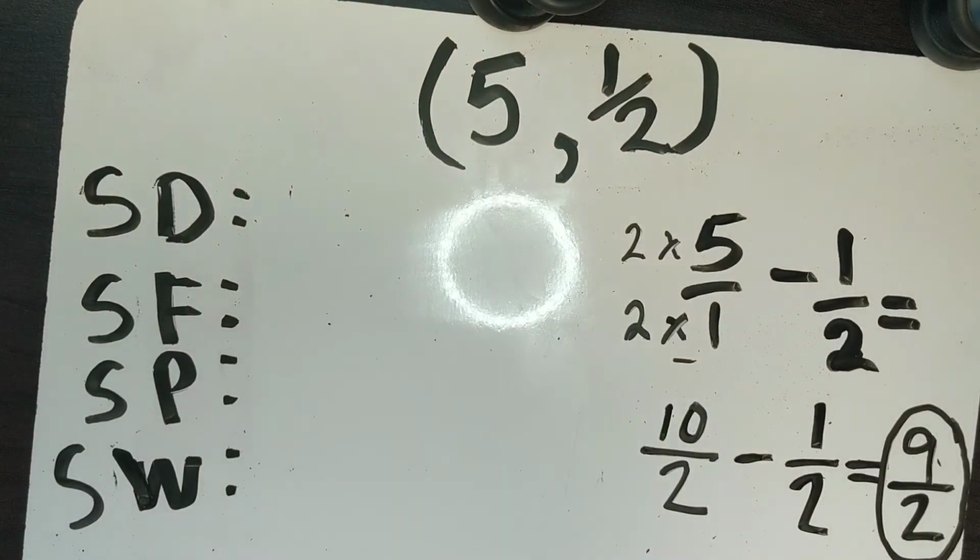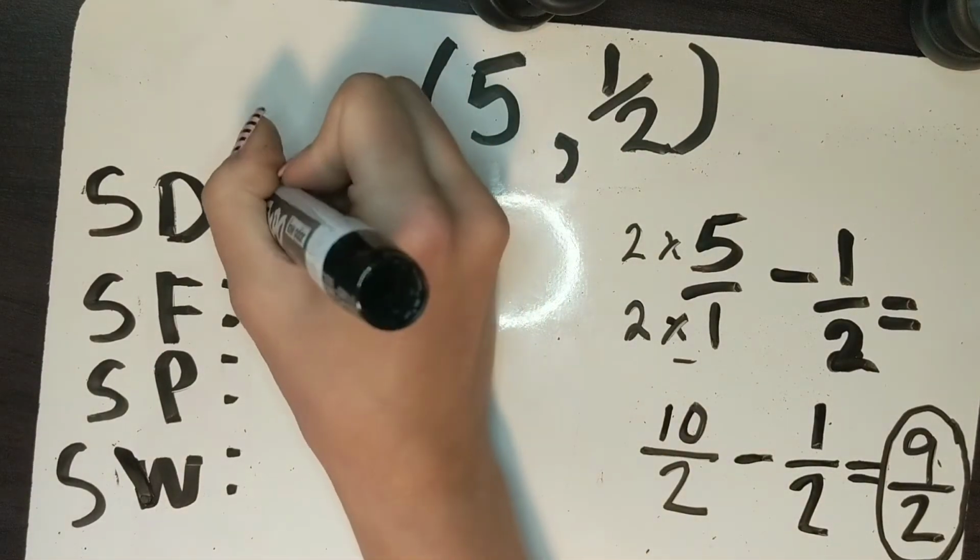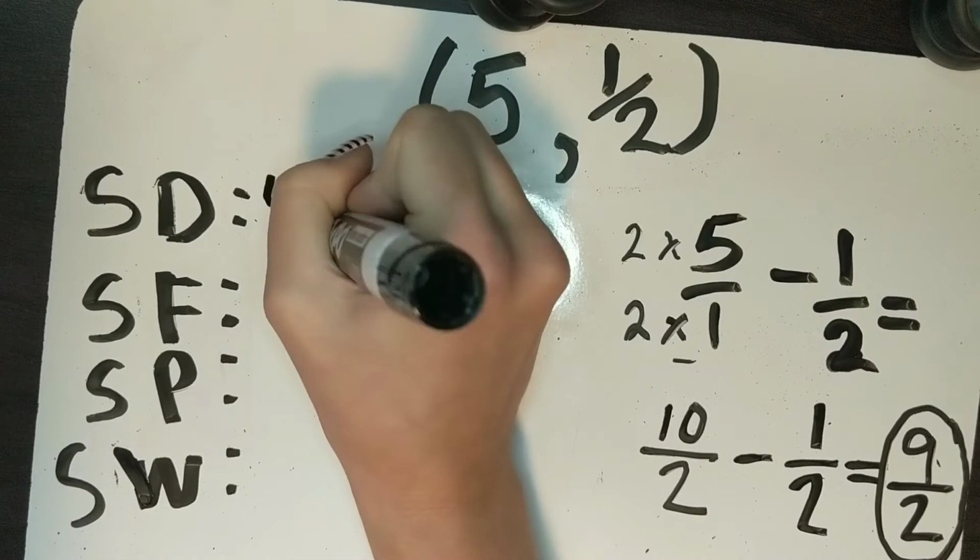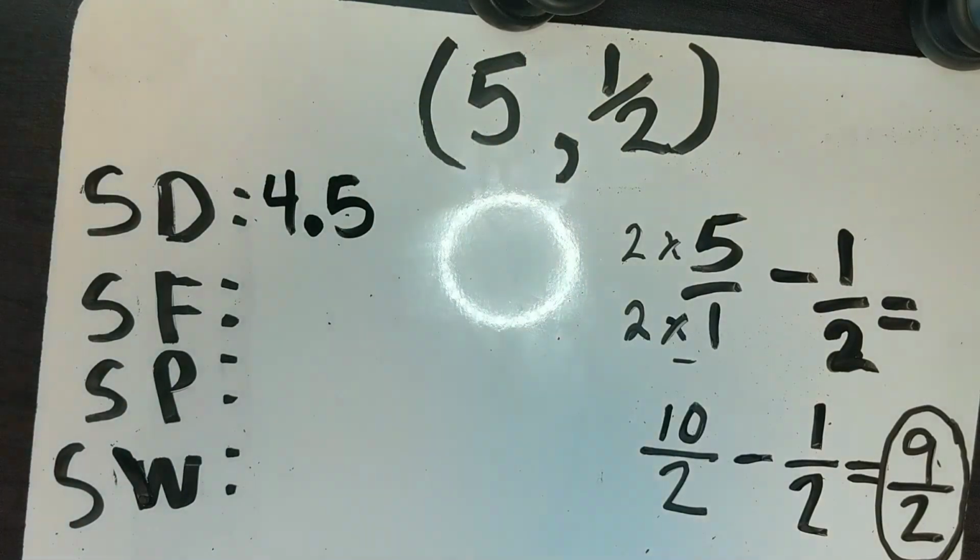So it says on our slide that the first thing we need to do is write this answer in decimal form. So in your calculator, you could go ahead and divide 9 divided by 2 equals, and my answer is 4.5. There is my decimal form of that answer.